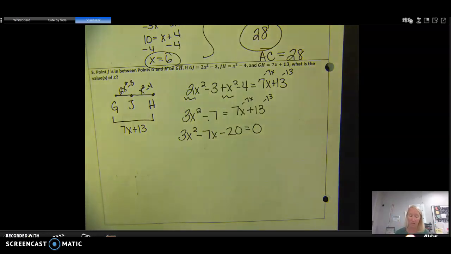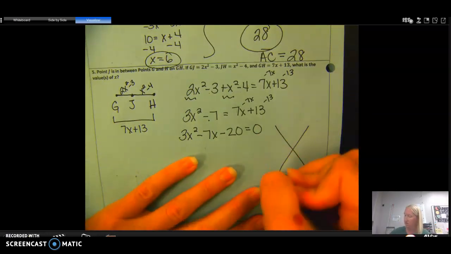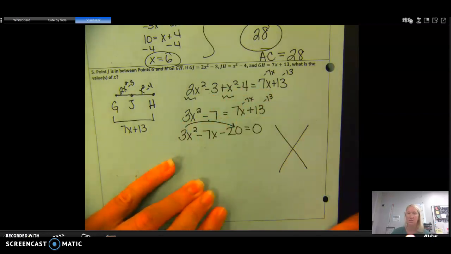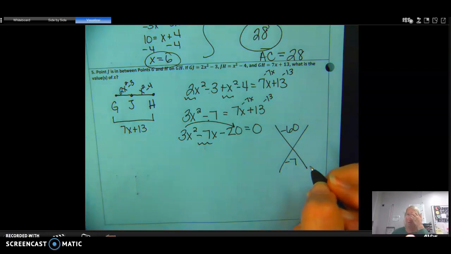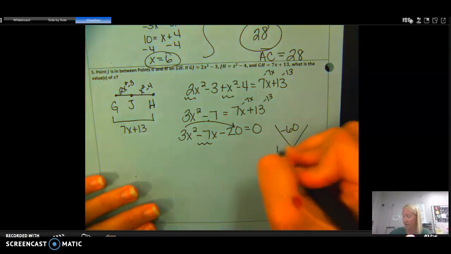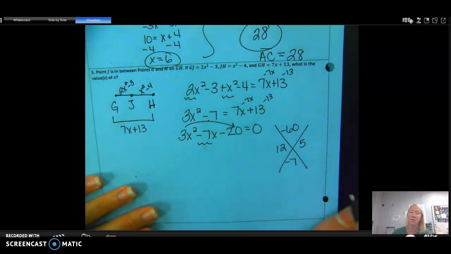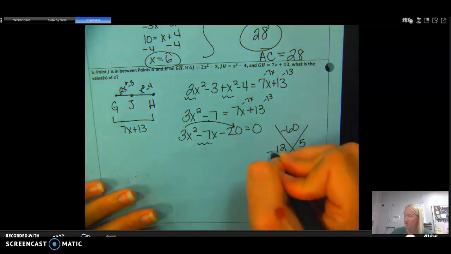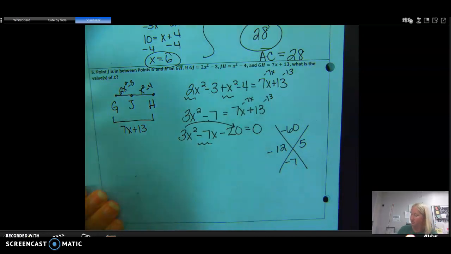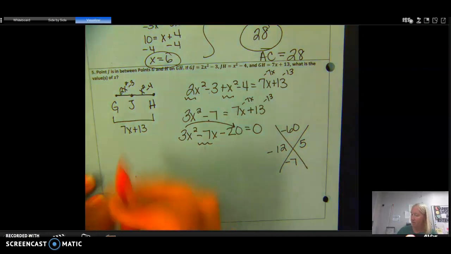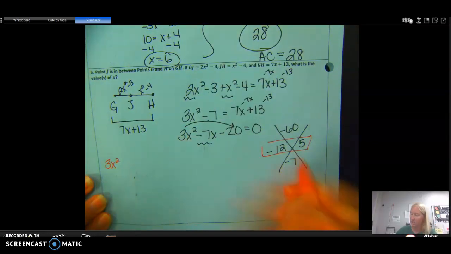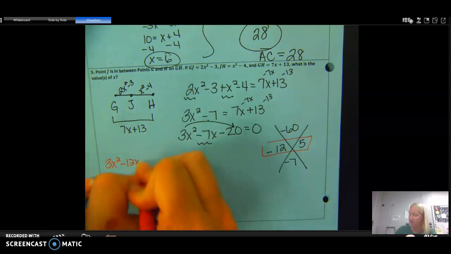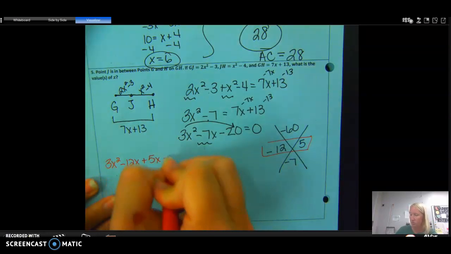We are going, so this is a quadratic. I'm going to factor, and I'm going to see if it factors. So I'm going to crisscross it. I'm going to multiply a times c. So 3 times negative 20 is negative 60. So I need two numbers that multiply to negative 60 that add to negative 7. All right, so I know 12 times 5 is 60, and I know some combination of 12 and 5 makes negative 7. 12 would have to be negative, and 5 would be positive. So now I'm going to rewrite this. I'm going to keep my first term, 3x squared. Instead of writing my second term, I'm going to use these two numbers that I just found, so negative 12x plus 5x, and I'm going to bring down my negative 20.